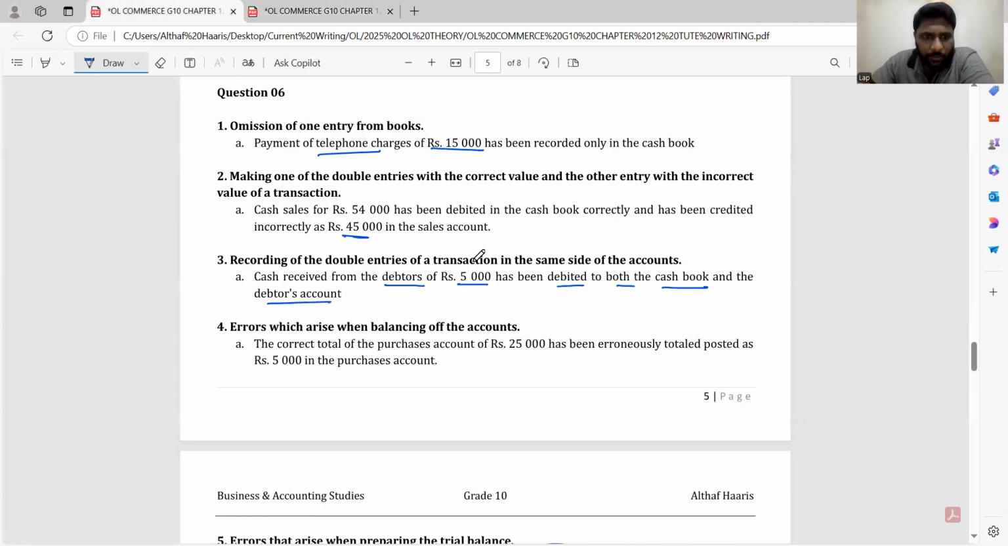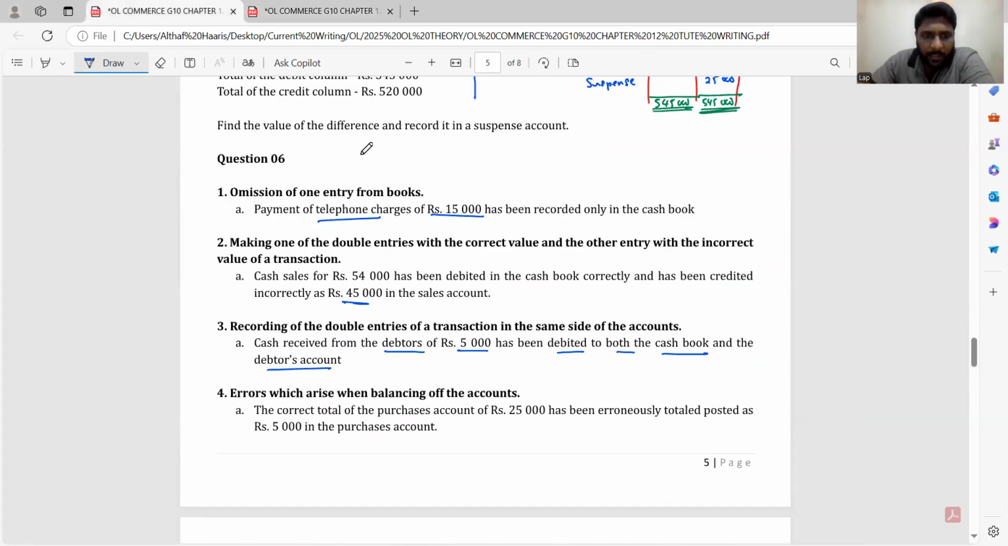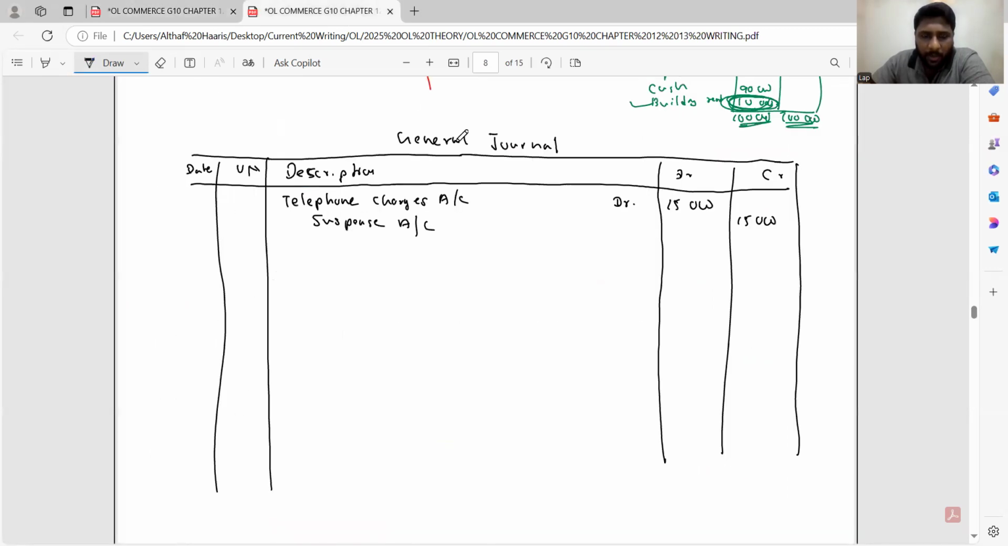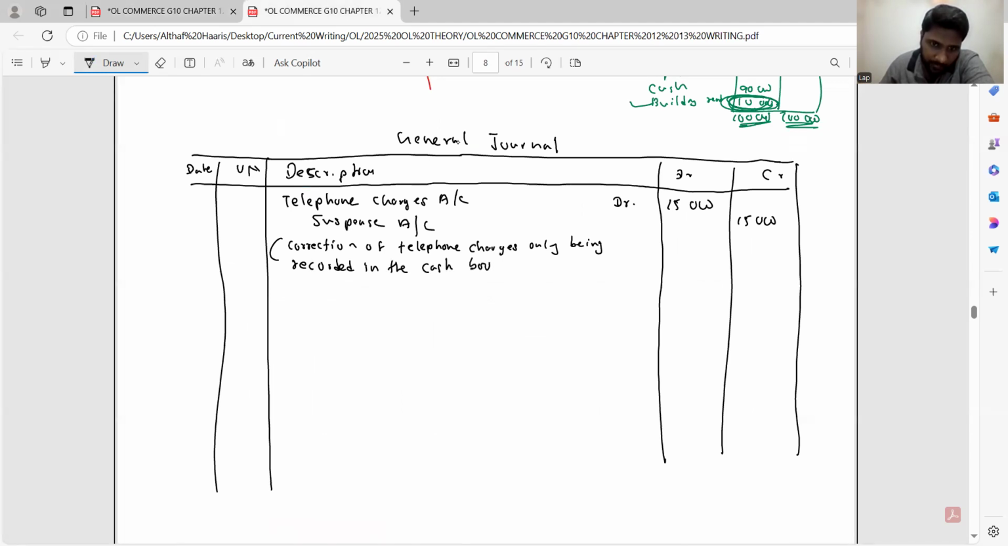So what was the issue there? Correcting the payment of telephone charges, 15,000 recorded only in the cash account. Correction of telephone charges only being recorded in the cash book.